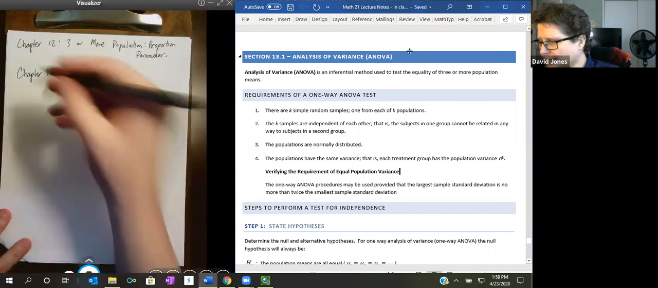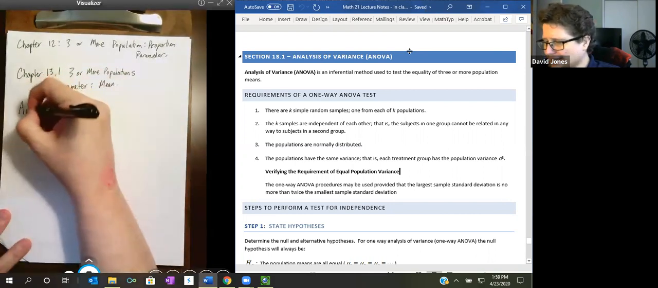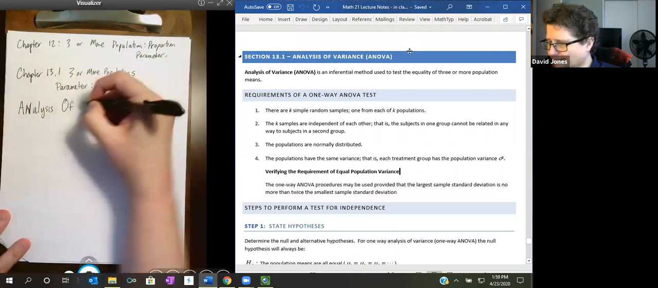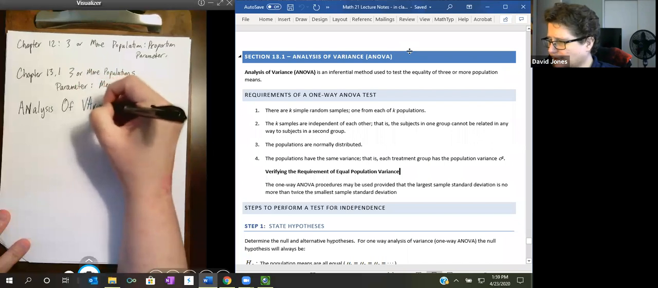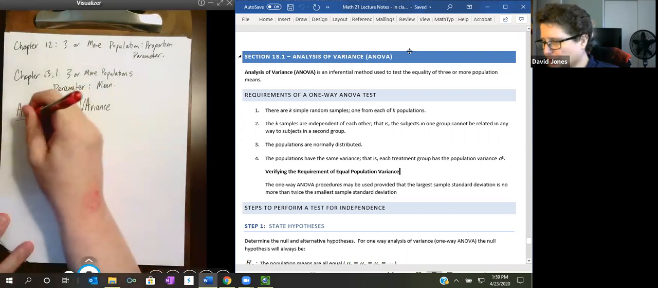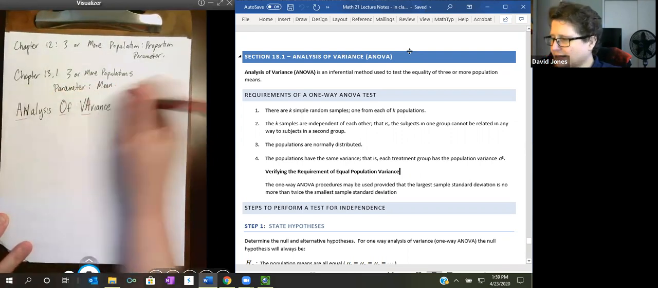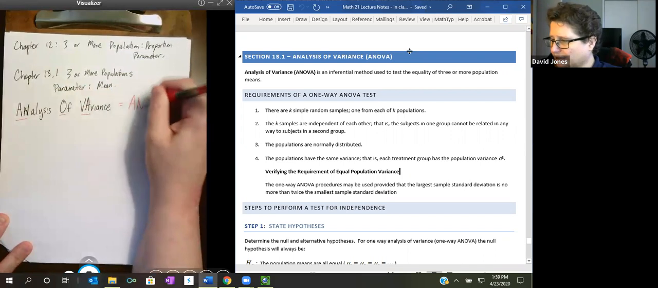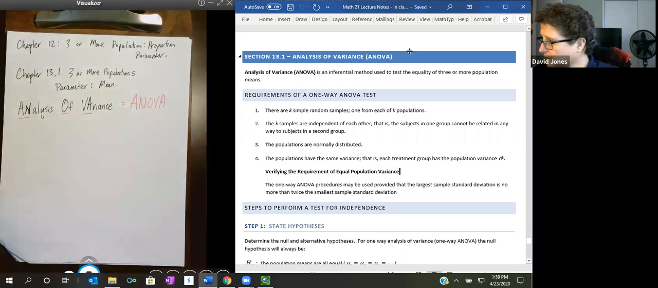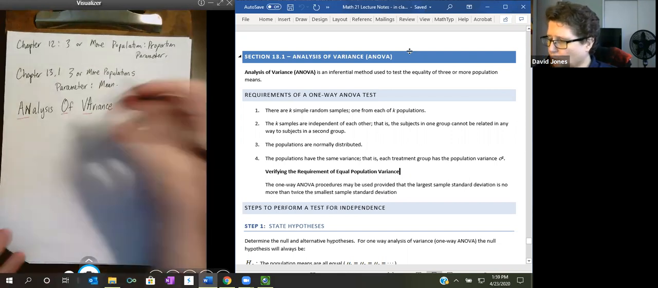And this method is called analysis of variance. And the reason why I capitalized the first 2 letters of the first and last word is this is abbreviated ANOVA, analysis of variance. Okay? And we're going to be doing the one-way test.